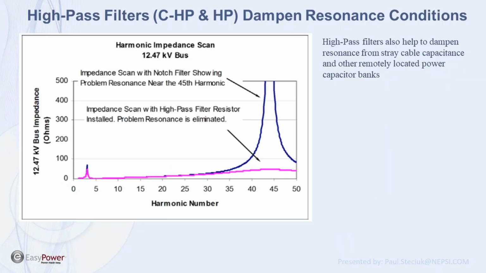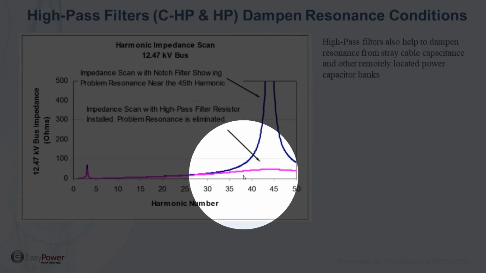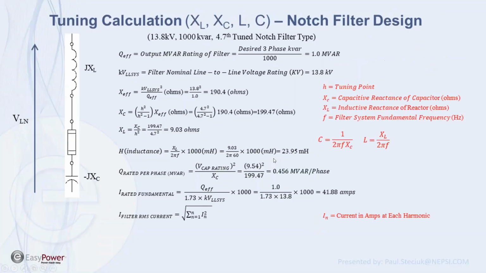You may also be looking at putting a filter in where you have cable capacitance, and oftentimes we will see this in the renewables area. The collector system is so large, there's capacitance in the network, and as such, there's resonance that exists at the higher frequencies, and a high pass filter can dampen that resonant point out here. We've eliminated this resonance out here with a high pass filter.